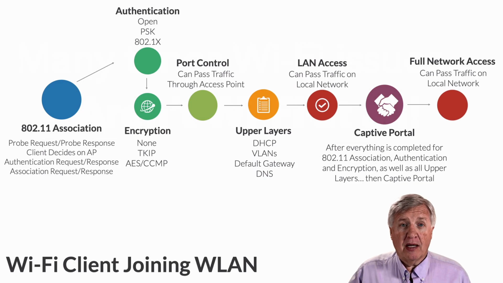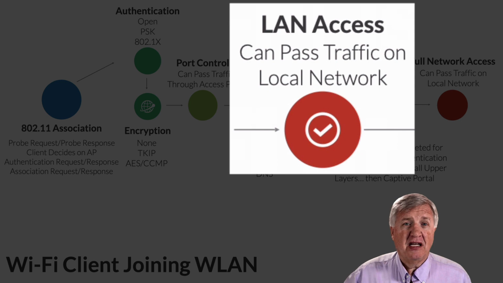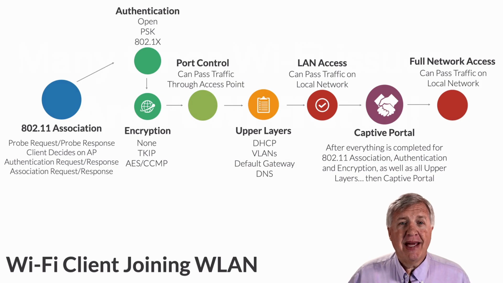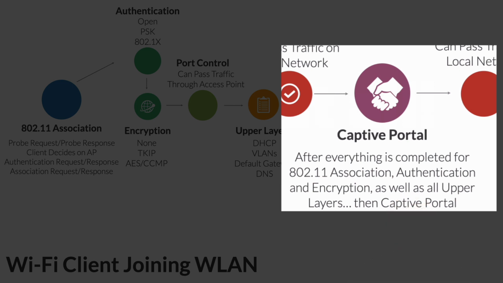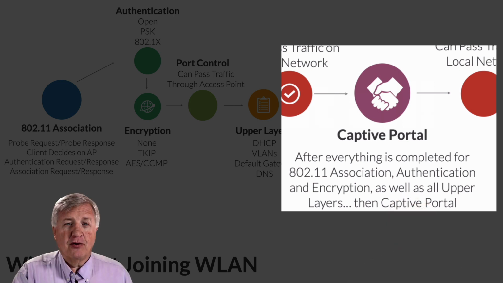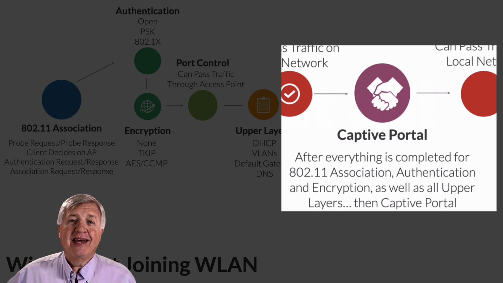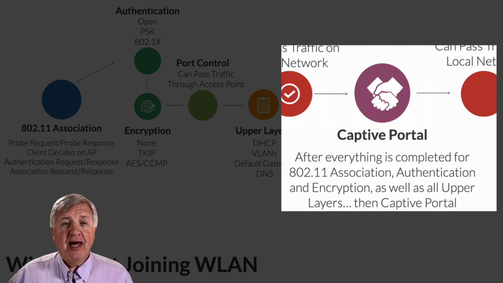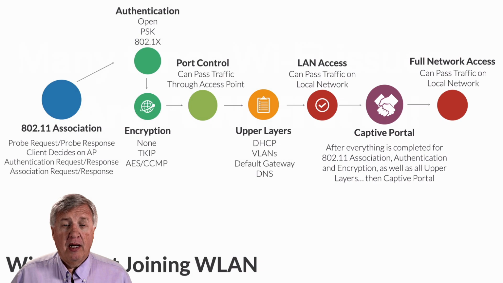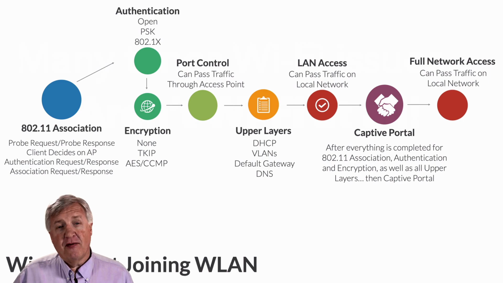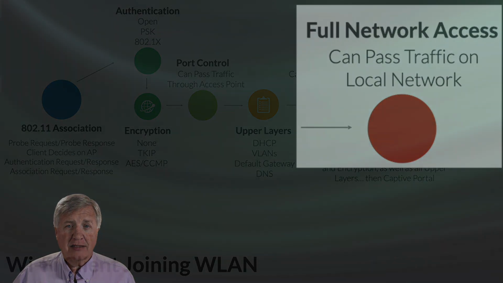At that point, the client device can access any of the local network resources, one of which may be a captive portal. You have to first accomplish 802.11 association, authentication, encryption, get port control, do a DHCP, get an IP address back, and then the captive portal is triggered. After the captive portal is cleared, if you have one, then you have full network access. So this is just a quick review of how a client gets onto the network.